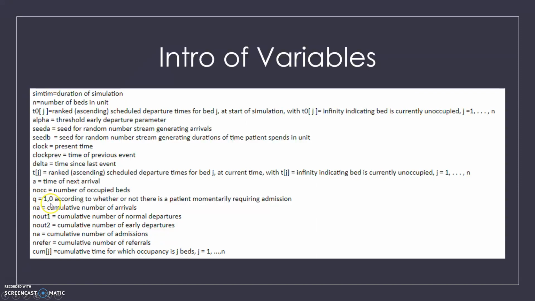Q is either 1 or 0, according to whether or not there's a patient momentarily requiring admission. NA is the cumulative number of arrivals, and also the number of admissions. N out 1 is the number of normal departures, and N out 2 is the number of early departures. N refer is the cumulative number of referrals, and this last one, cumulative J, is the time for occupancy in beds.